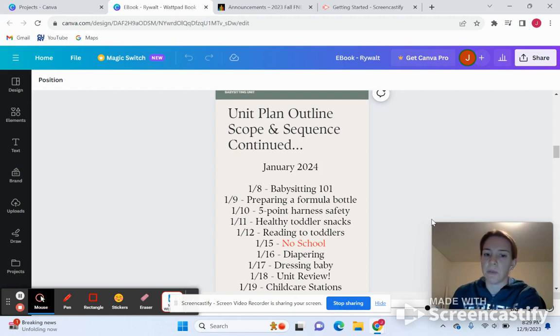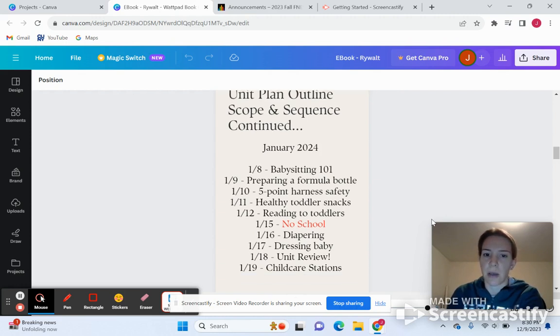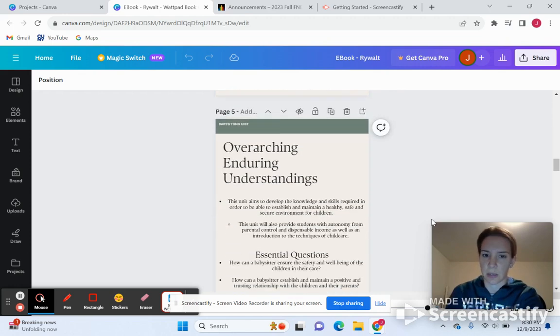Then we would do a really big unit review, and then as a little bit of a quiz test, we would have childcare stations set up around the room, so the students would go and practice all of the hands-on skills that they learned. So they would prepare a bottle again. They would practice putting a baby doll into an infant car seat. They would work on diapering a baby doll. They would work on dressing a baby, where they would look at the weather for the day and see, are we putting baby in layers or just a little onesie? So that's what the outline looks like. So about 2 weeks we'd spend on this.